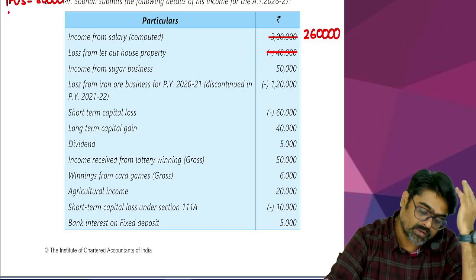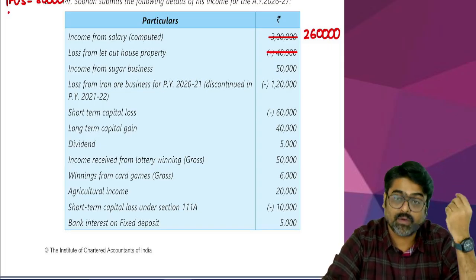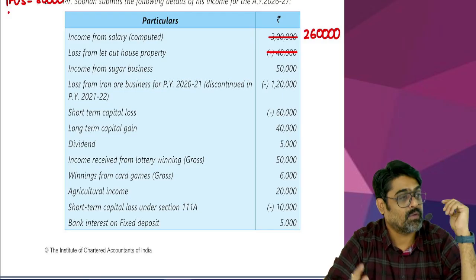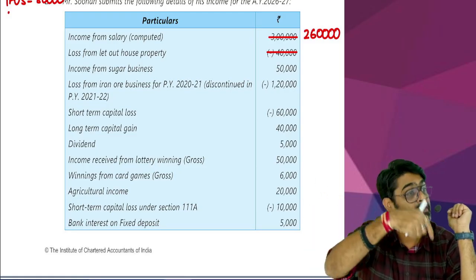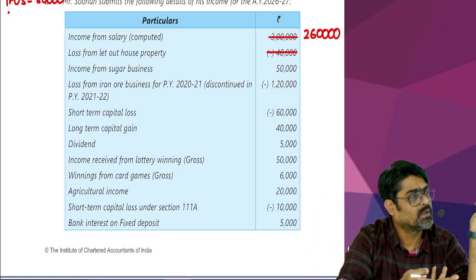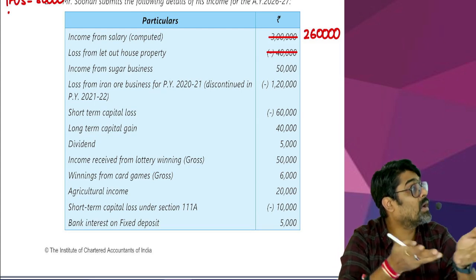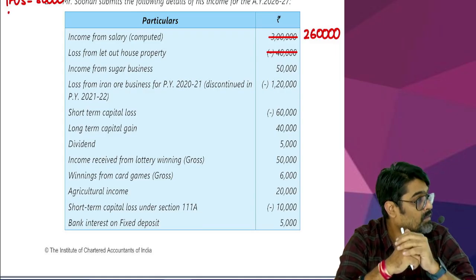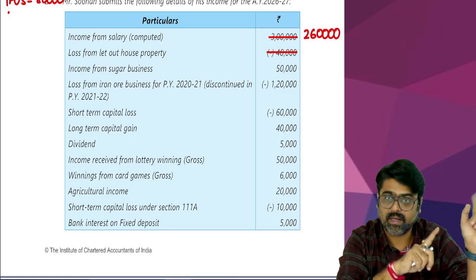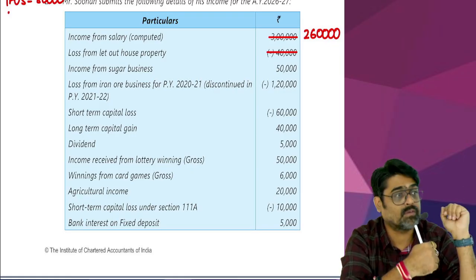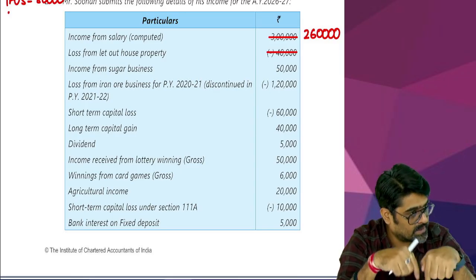Loss from iron ore business of previous year 2021. Discontinued in 21-22. So now that business in 25-26 is no more in existence. Can you still carry forward the loss of that business in this year? Yes. It is not required that the business should be in existence in the year in which you are carrying forward the loss and you want to set off, because loss of the business will be carried forward in the subsequent year and it will be set off against business income of any business, not the same business. Yes or no? So that loss can be carried forward in this year.